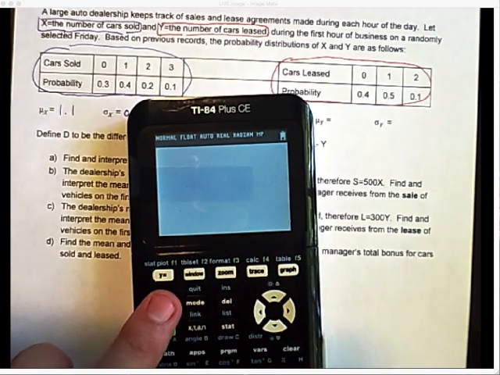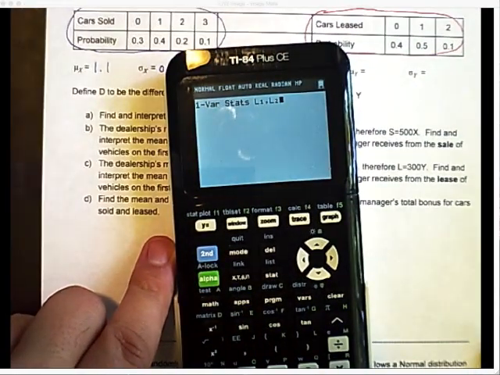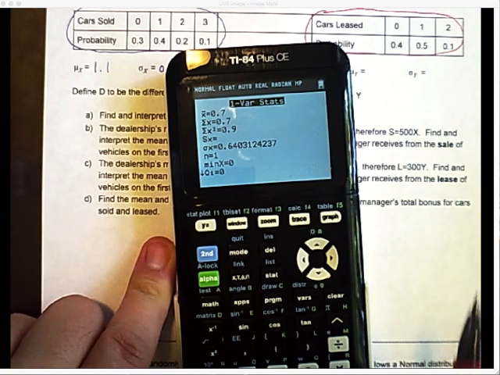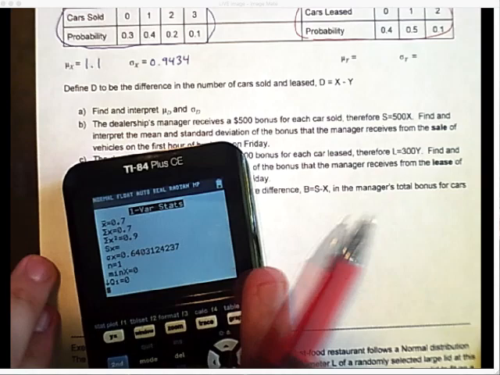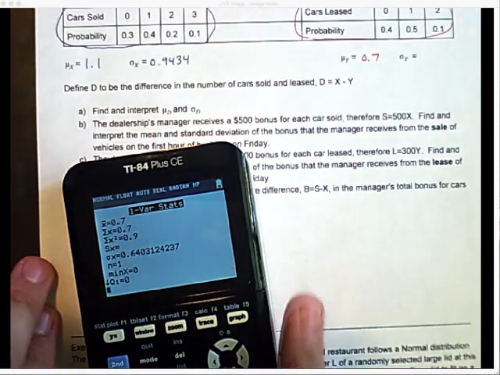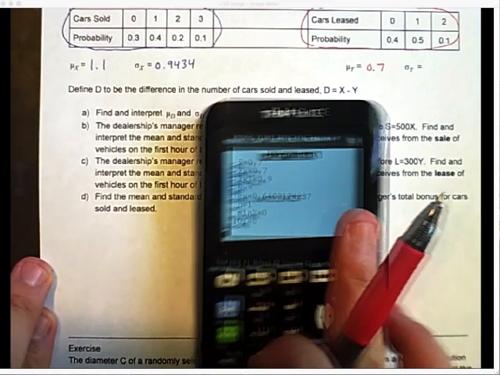Let's do the same thing again. Let's find the one variable statistics for list 1 with frequencies L2. There, 0.7 cars on average get leased. And the spread is 0.6403.